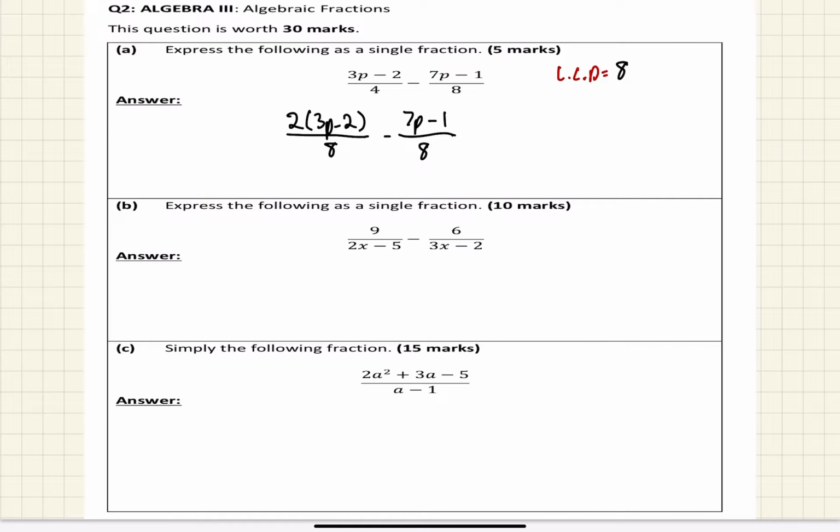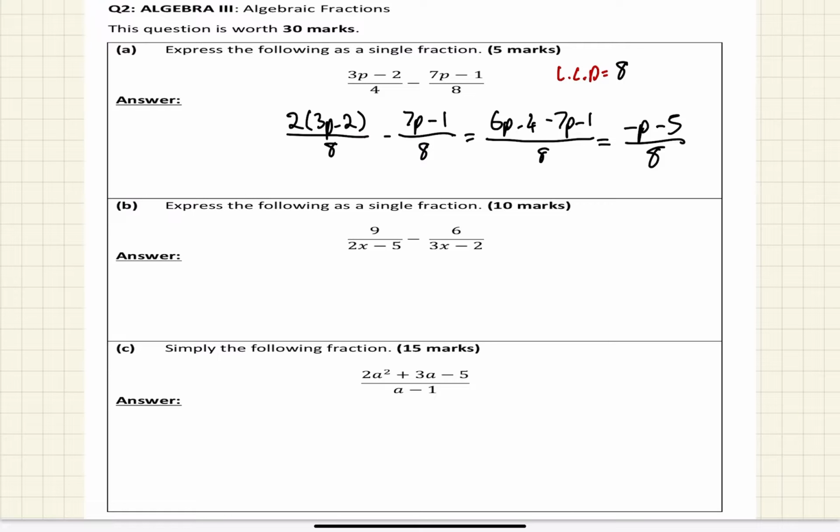All right, now that these are common, as you might remember from when you saw fractions in first year, you can now add and subtract as normal. But just before we do that, I'm going to expand out these brackets. So I'm going to get 6p minus 2 minus 7p minus 1 all over 8, which is going to give me minus p. That should be minus 4 there. My apologies. So that should be minus 4, minus 1, which is minus 5 all over 8. There's your answer there.